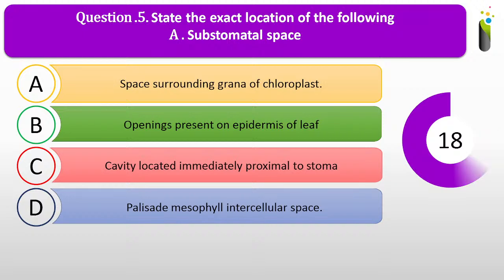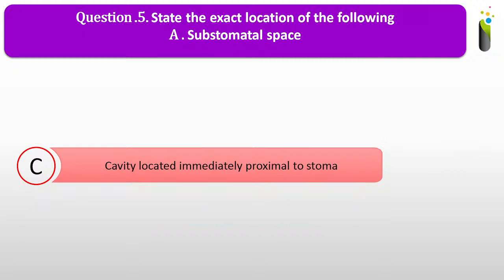So what is the answer for 5A? So, substomatal space is the cavity located immediately proximal to the stoma. Okay, so that is the answer, substomatal space. Question number 5, B.